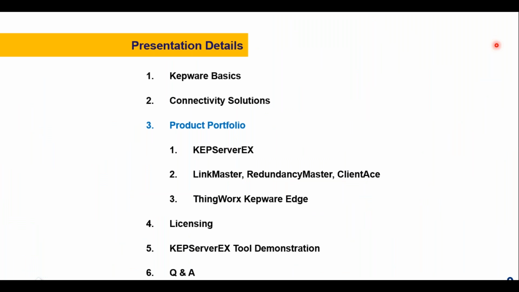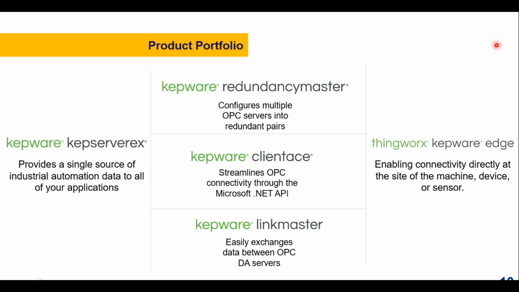So next is the product portfolio. Whatever we have seen till now is just the capability, but what exactly are the products involved? If you see on this slide, there are many products from Kepware. Kepware has a product called KEPServerEx, which is the primary product, which connects to drivers and everything. There are some add-on softwares like Redundancy Master, Client S, and Link Master. These are add-ons to KEPServerEx, so you can improve the capabilities of KEPServerEx by other means.